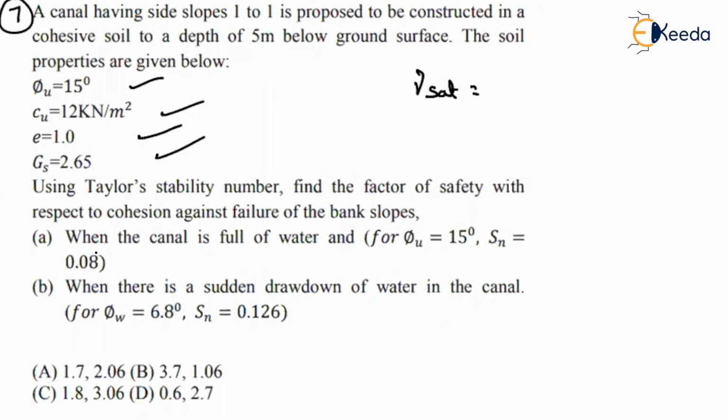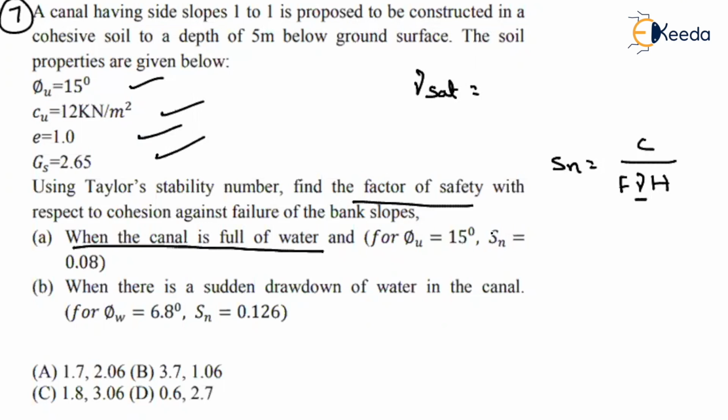Why? See the question. What you have to find? When the canal is full of water, we have to find the factor of safety with respect to cohesion. That means Sn will be equal to C divided by F into gamma into H. So in a saturated condition, in the place of gamma, you have to consider gamma dash.